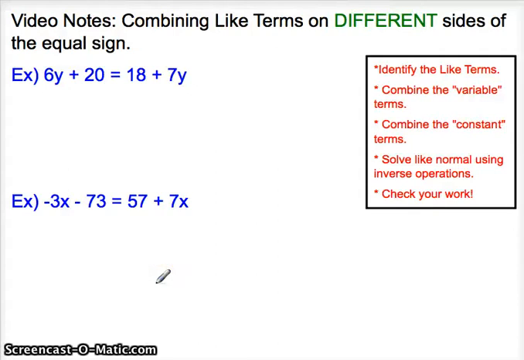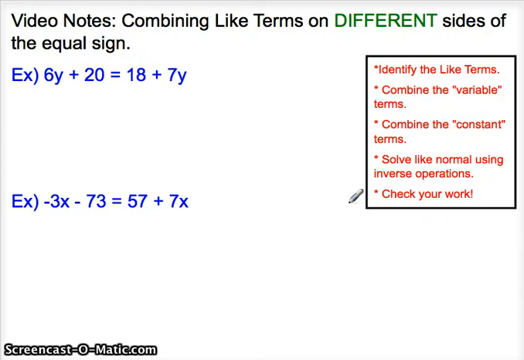Today we are going to be learning how to combine like terms on different sides of the equal sign in order to solve an algebraic equation. First, let's review the steps. We'll identify the like terms, then we will combine the terms that have a variable, then we will combine the terms that are constants, just a number, then we will proceed with solving the equation like we've learned before, and at the end we will check our work.